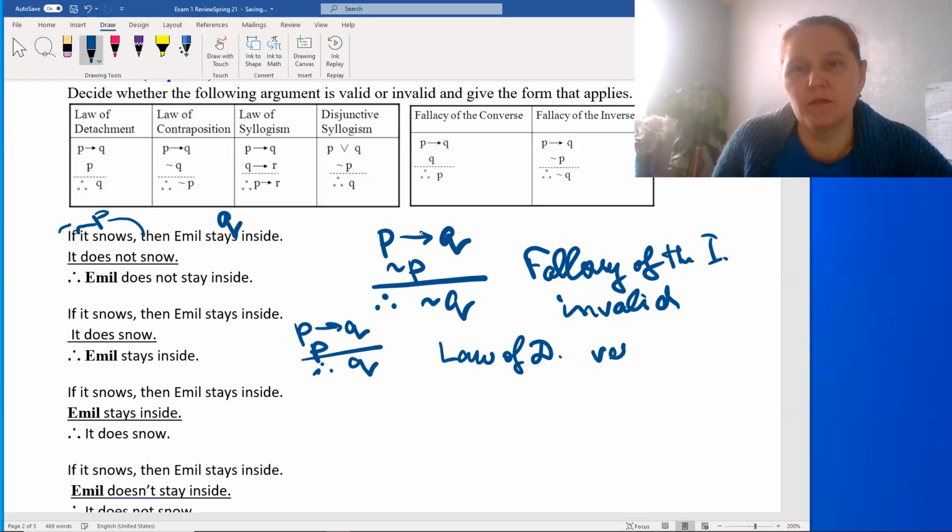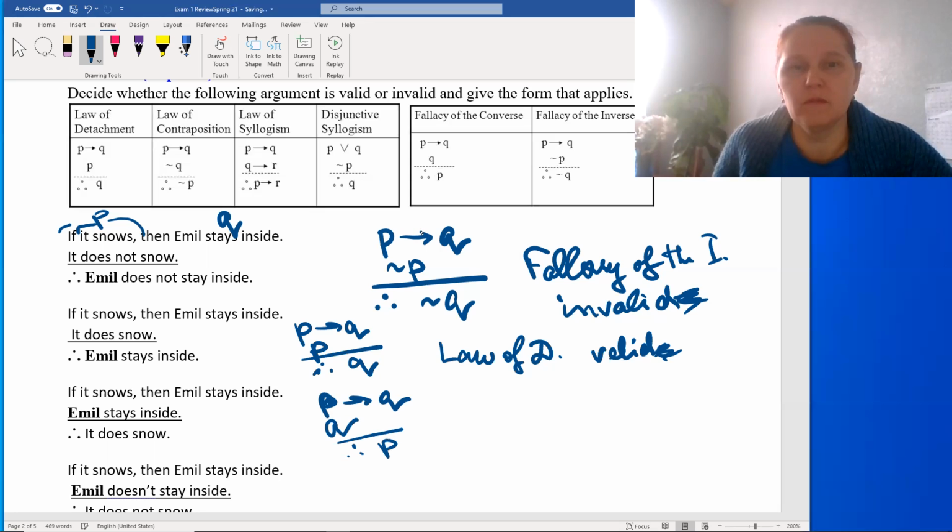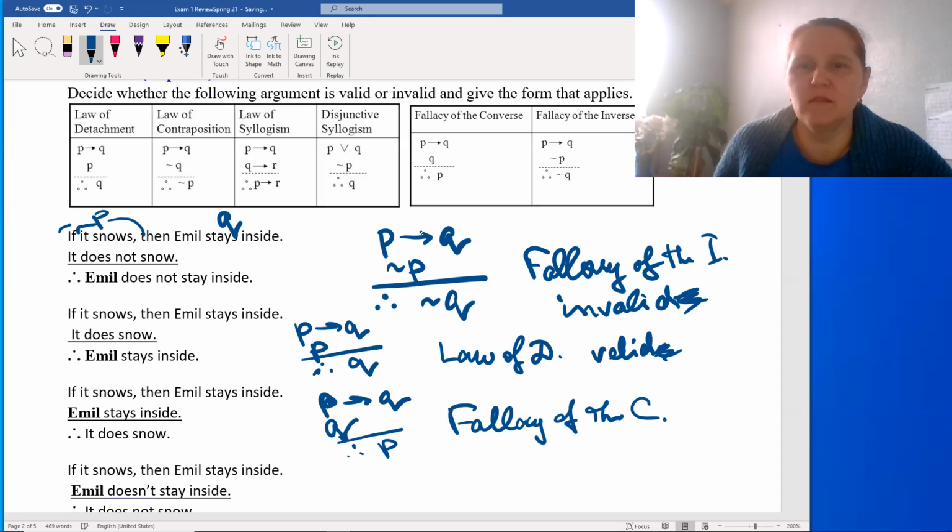And it is valid. The next one, if it snows, then Emil stays inside. The same, start with if P, then Q. Emil stays inside is Q, the second statement. Therefore, P. So it is a little different. Now the second premise is the second statement from the first premise. So if P then Q, Q, therefore P. This is the fallacy of the converse. And also from the name, you see a fallacy must be invalid.